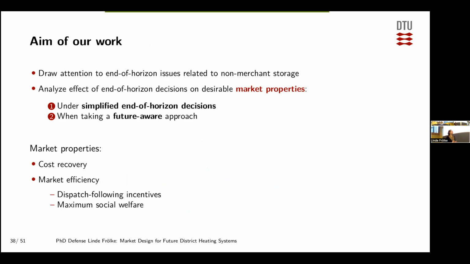We do that in the case where we look at simplified end-of-horizon decisions, and in the second case, we take a future-aware approach. The market properties that we are looking at are, first, cost recovery, which means that all the market participants recover their cost. The second property, market efficiency, is guaranteed when two sub-properties are guaranteed. The first one is dispatch following incentives, which means that the market participants do not have an incentive to deviate from the market outcomes. And the second is that the social welfare is maximized by the market outcomes.